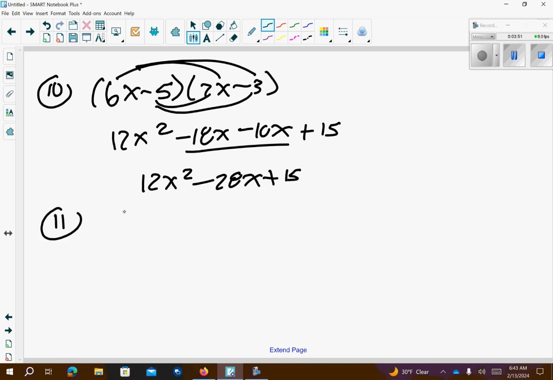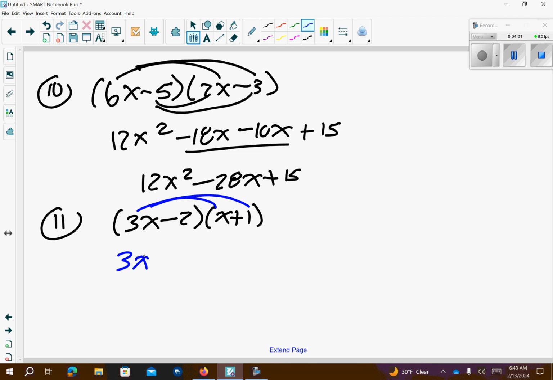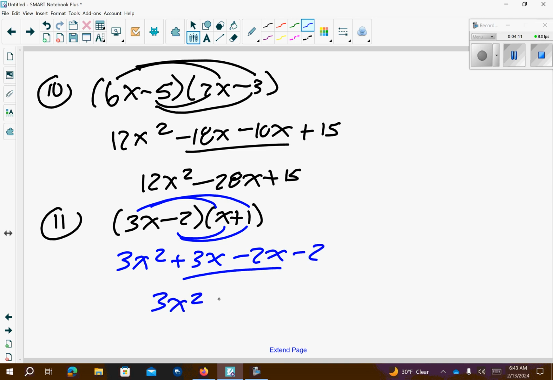Number 11, we have 3x minus 2 and x minus 1. So let's distribute 3x over the parentheses. 3x times x is 3x squared. 3x times 1 is 3x. Distribute the negative 2, negative 2x. Negative 2 times 1 is negative 2. Those are like terms. Combine those together.